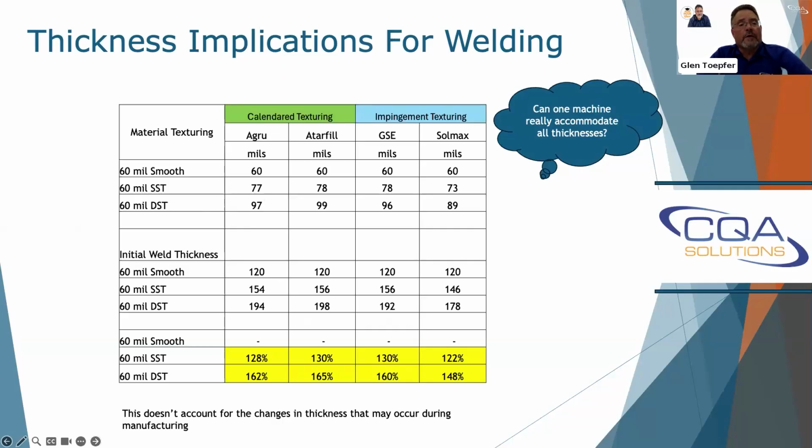So if you add that to your base there, you're at 120, with two sheets of smooth. But then your asperity height comes in for your single-sided textured, your double-sided textured, and you're up to 194 mils, 198, 178. And that's 150% or greater than your welding for your smooth material.